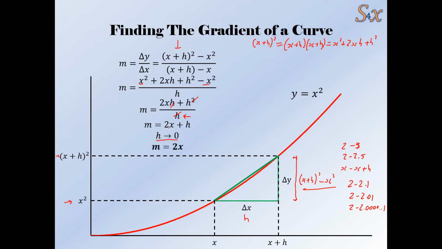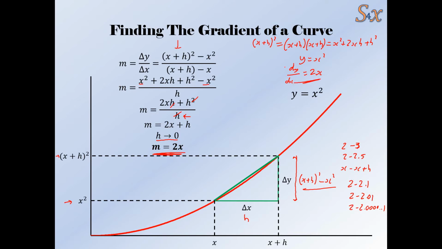But if we do that, our gradient is going to be 2x, isn't it? It's going to be 2x plus something very, very close to 0. So our gradient is given by 2x. Okay. Now, do you remember, if we differentiate y equals x squared, we get dy by dx equals, multiplied by the power, it's 2. Take 1 off the power, 2x. You see how it matches up?